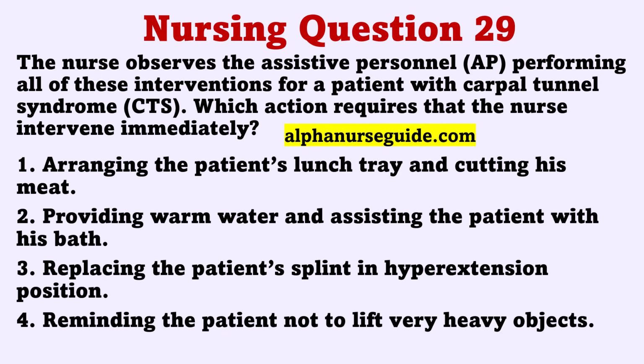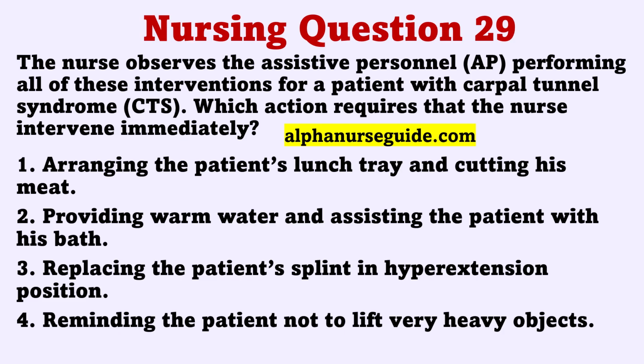The nurse observes the assistive personnel performing all of these interventions for a patient with carpal tunnel syndrome. Which action requires that the nurse intervene immediately? 1. Arranging the patient's lunch tray and cutting his meat. 2. Providing warm water and assisting the patient with his bath. 3. Replacing the patient's splint in hyperextension position. 4. Reminding the patient not to lift very heavy objects.